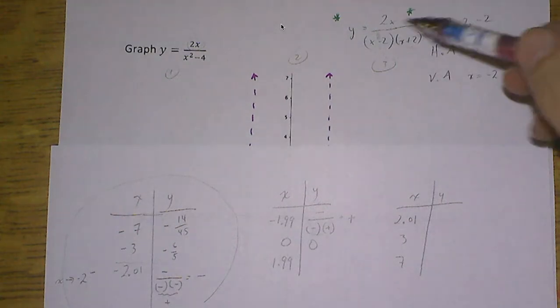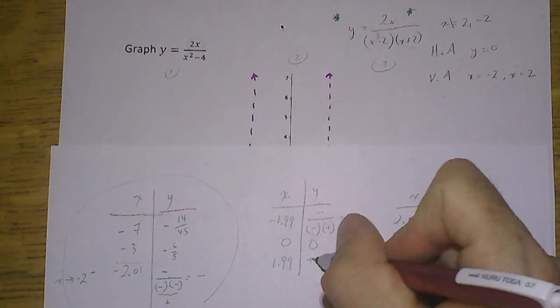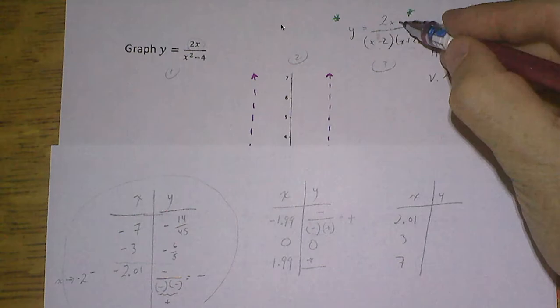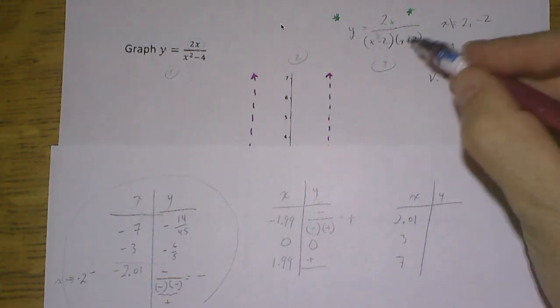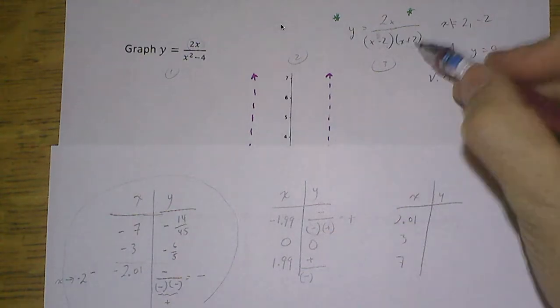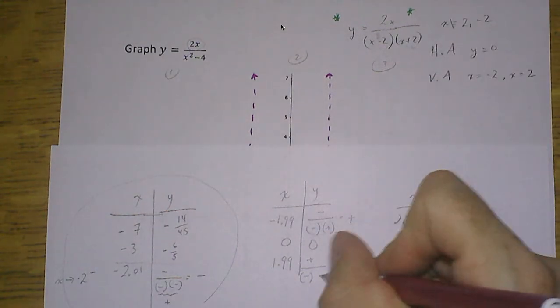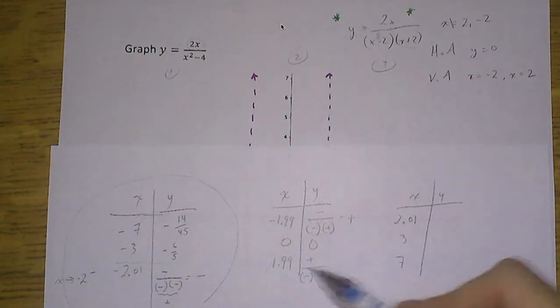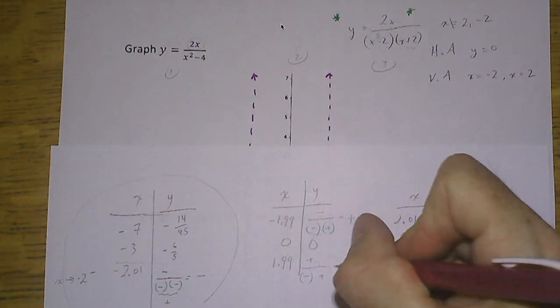1.99 might be surprising because our top is going to be positive. This factor, when I plug in 1.99 subtract 2, will be negative. This factor is going to be a positive. Overall, I have a positive divided by a negative, and that's going to be a negative.